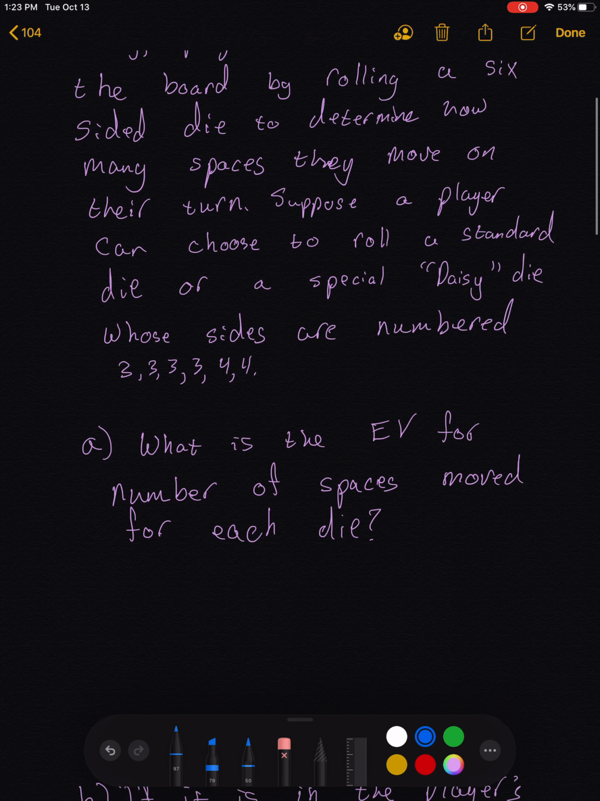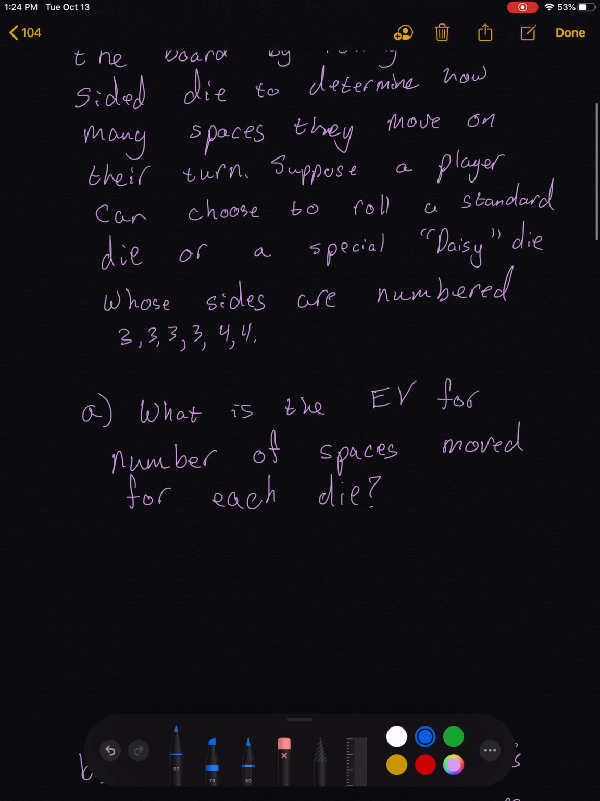Our first question is, what is the expected value for the number of spaces moved for each die? We've already calculated the expected value for a standard six-sided die, but just to quickly go through it again, we take the value of each outcome times its probability. Each of the six sides is equally likely, with a probability of 1 in 6. The value of the side with a 1 is 1, with a probability of 1/6. The value of the side with a 2 is 2, with a probability of 1 in 6, and so forth.